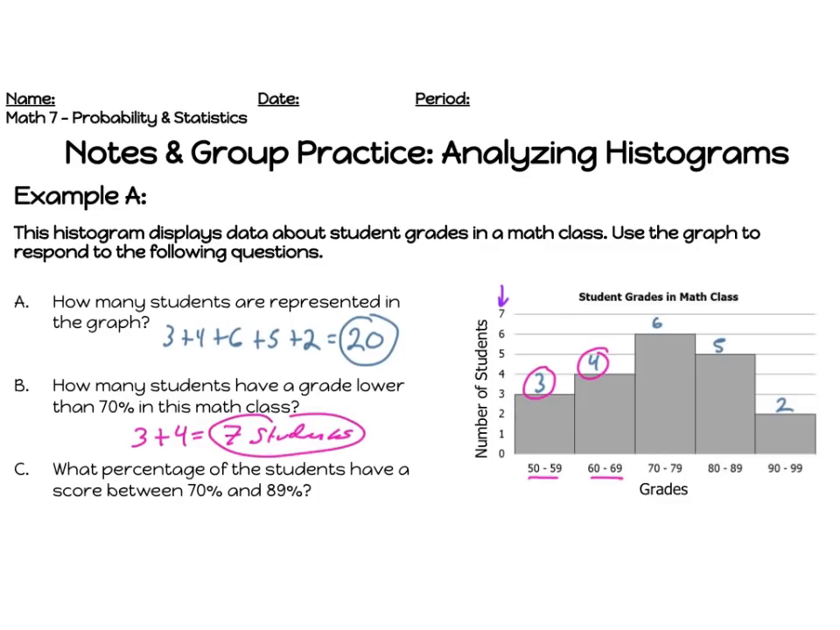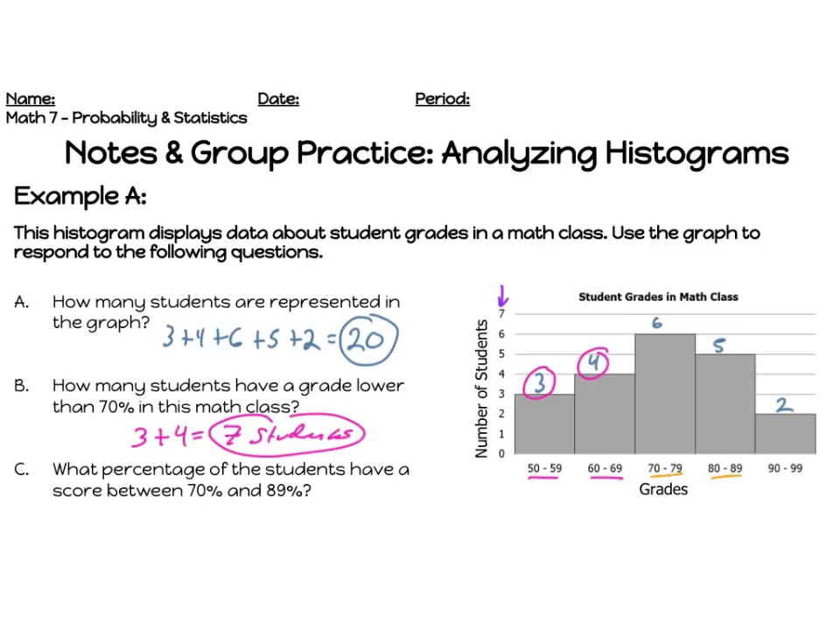Now looking at letter C, it says what percentage of students have a score between 70% and 89%. Here's where we might need our proportion, but let's find out. We need to figure out what number of students there are first between a 70 and an 89. So going over our columns, between 70 and 89, the first column there, 70 to 79, looks good. And then 80 to 89, that second column there looks good. The columns that we just figured out, the 50 to 59 and the 60 to 69, they don't qualify. And the column with the 90 to 99, they don't qualify because they're too far above.